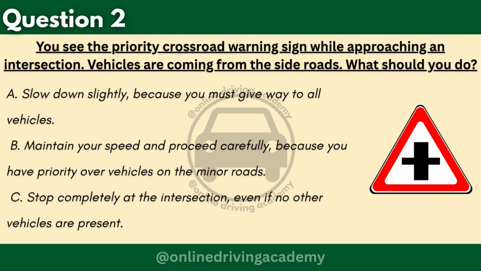So if you're looking at our three options, option A says slow down slightly because you must give way to all vehicles. Remember, you have priority, so you do not need to give way to anyone. Option C tells us to stop completely at the intersection even if no other vehicles are present. Again, that is incorrect. The only correct answer would be option B, maintain your speed and proceed carefully, because you have priority over vehicles on the minor roads.